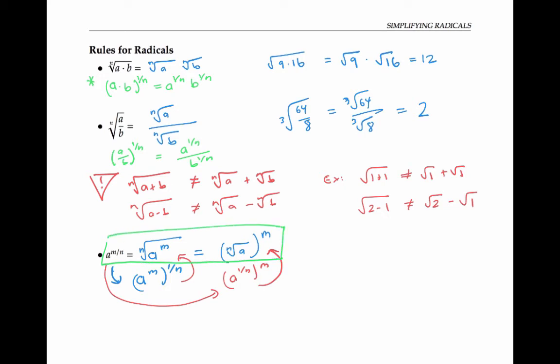One mnemonic for remembering these relationships is "flower over root." So flower is like power, and root is like root. So that tells us we can write a fractional exponent. The m becomes the power and the n becomes the root in either of these two orders.